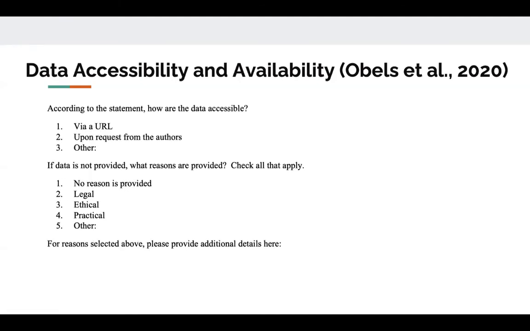So according to the statement, how are the data accessible? So do choose one, whether it's via URL or you need to request it from the authors. And then if data is not provided, choose the reason why it's not provided. Is it there's no reason at all, or is it because of legal issues, ethical issues, or practical issues, or something else? And if you selected one of the answers here, please provide additional details below.